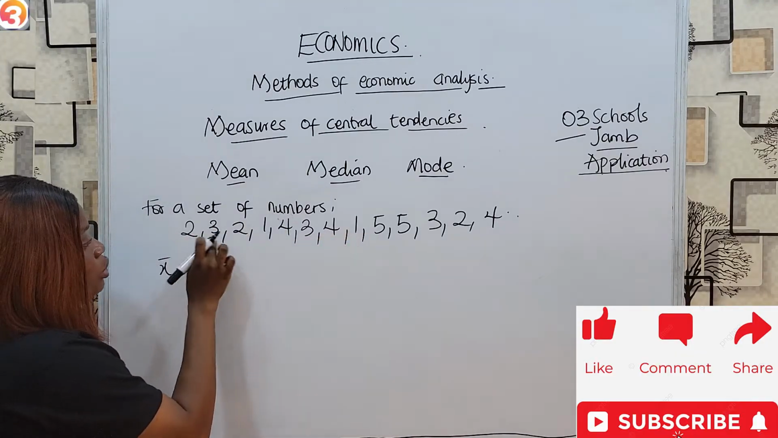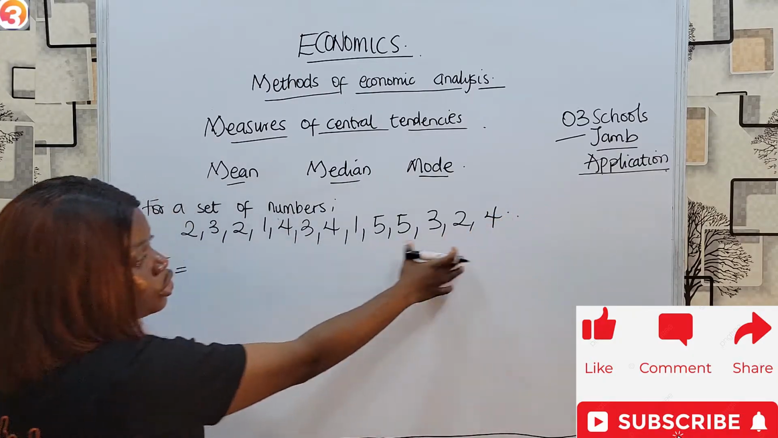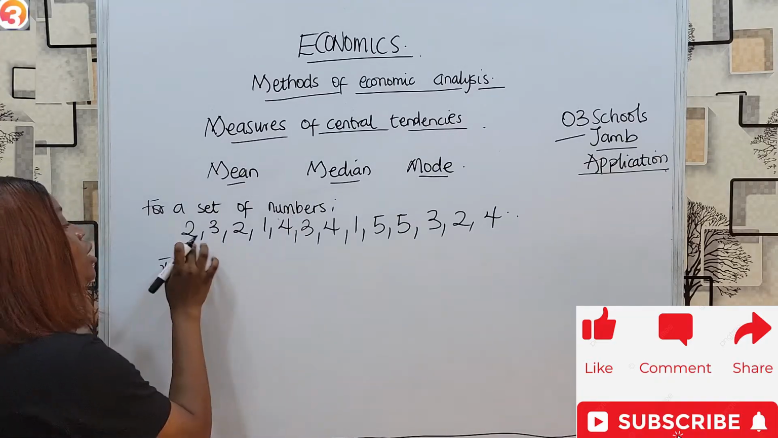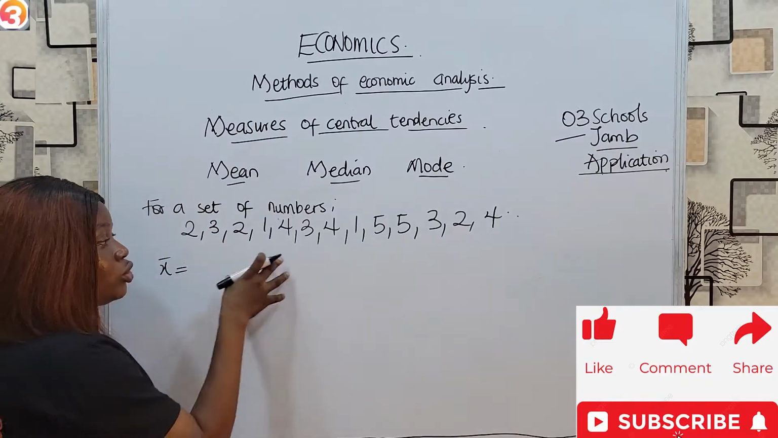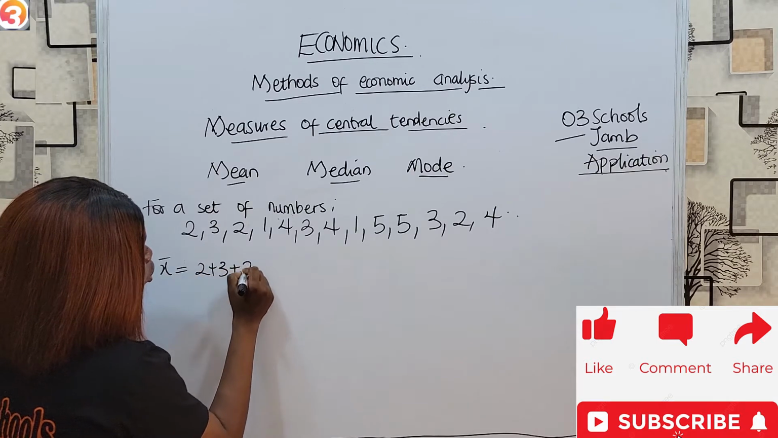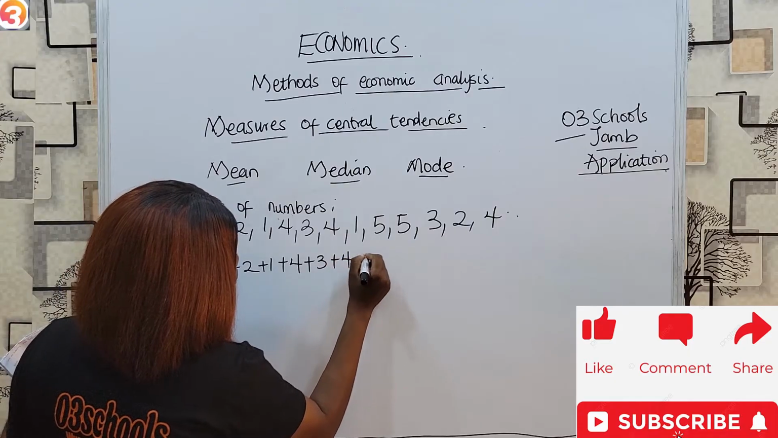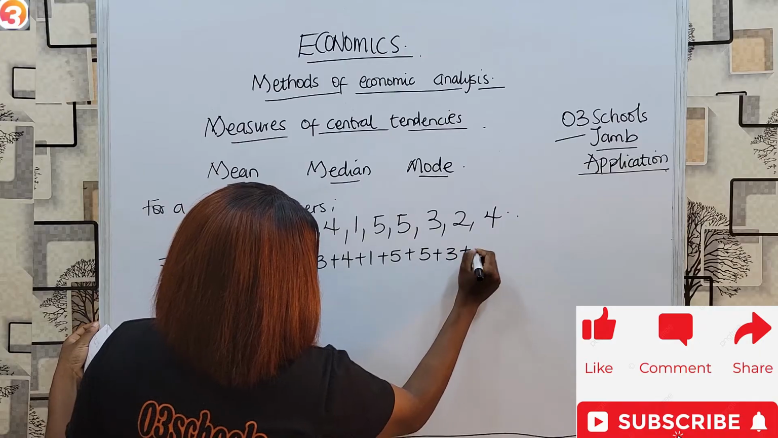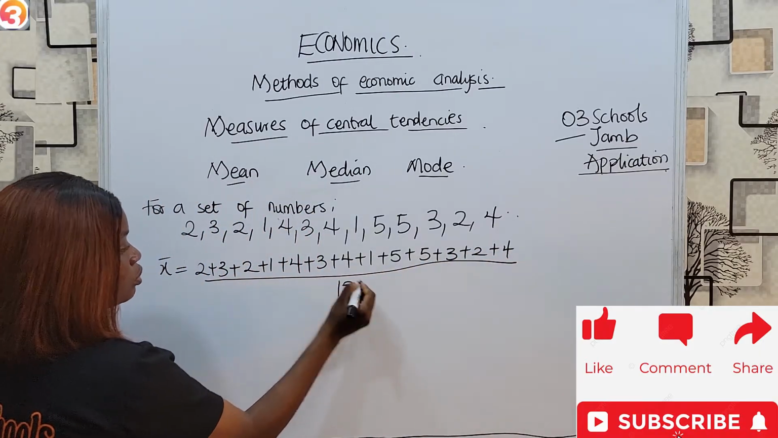For example, let's look at the total numbers now. How many numbers do we have here? 1, 2, 3, 4, 5, 6, 7, 8, 9, 10, 11, 12, 13. So the numbers here was 13. Now what is the mean? The mean is simply the sum of all the 13 numbers divided by 13, which is the total numbers available. So we have 2 plus 3 plus 2 plus 1 plus 4 plus 3 plus 4 plus 1 plus 5 plus 5 plus 3 plus 2 plus 4, all over 13, which we have counted.